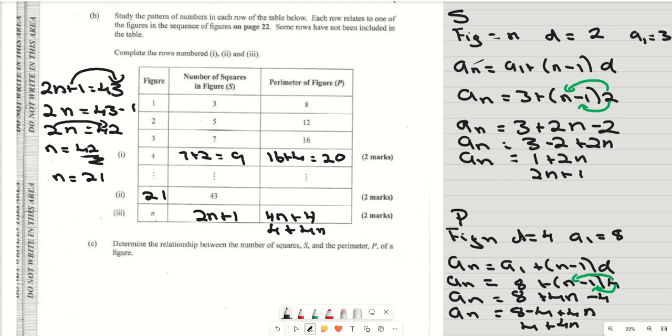So once you get your figure number, this becomes so much easier. It will be 4 by 21 plus 4. That is 84 plus 4 is equal to 88. And that would be your answer for part 2.